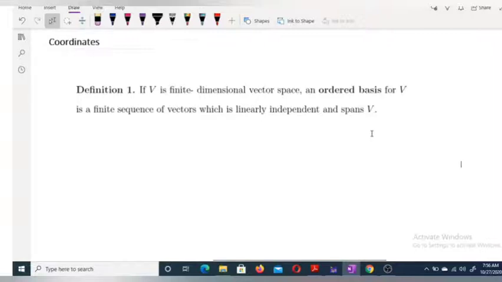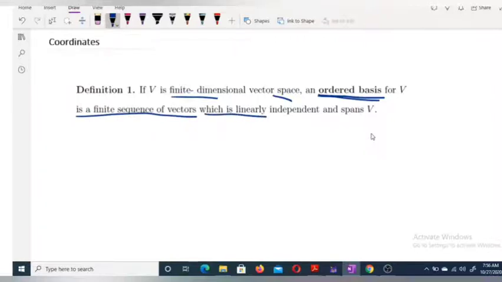Now here we are going to define ordered basis. What do you mean by an ordered basis? Let V be a finite dimensional vector space over F. Then an ordered basis for V is a finite sequence of vectors which is linearly independent and spans V. Is a finite sequence. This sentence is important. That means an ordered basis for V has a specific order also, that is a basis.